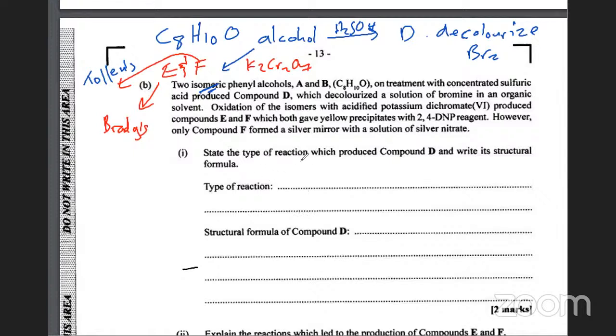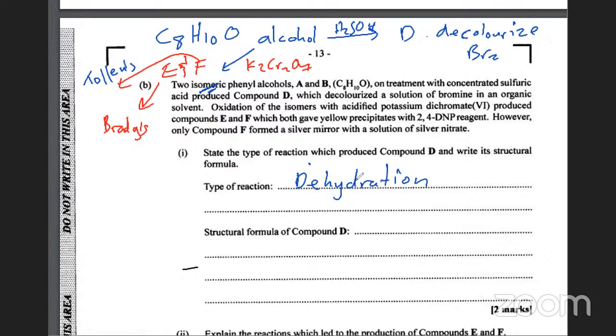It says, state the type of reaction which produces compound D and write its structural formula. So what is the type of reaction that produces compound D? You already said it, it is dehydration. So that is why knowing your reagent is important, because once you see sulfuric acid reacting with alcohol, you should know it is dehydration. Draw the structural formula of compound D.